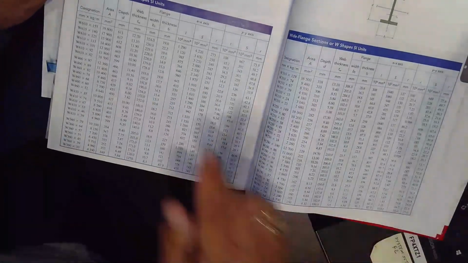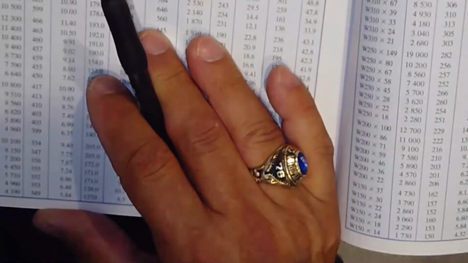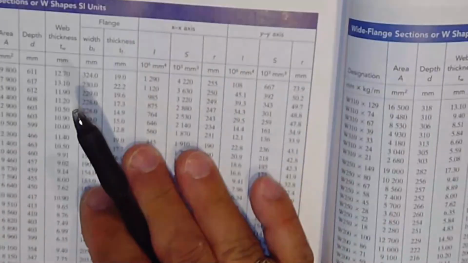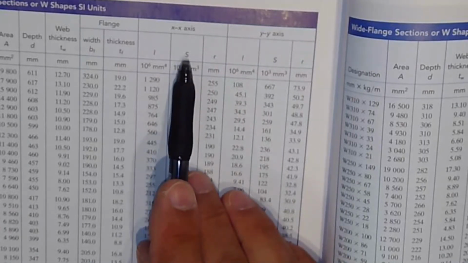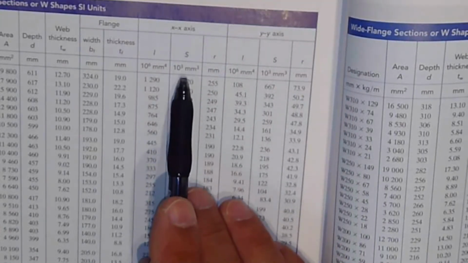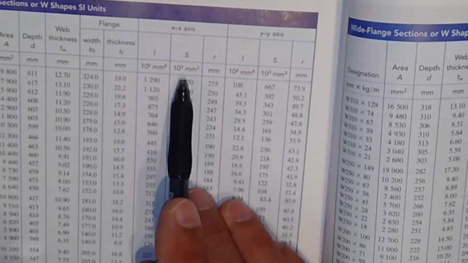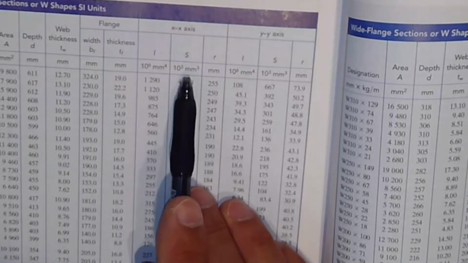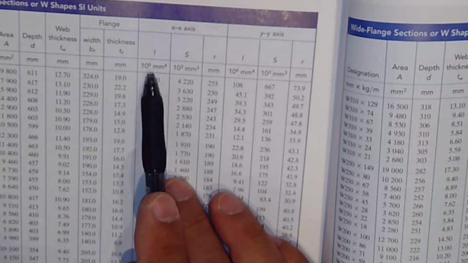Now note, let me zoom in on this for us. S is provided, and it's in 10 to the third millimeters cubed. Hence the reason we converted from meters cubed to millimeters cubed, and why we put the 10 to the third on there. It makes it easier to go into the table and get the right answer. So again, be careful with your units. Note that I is 10 to the sixth millimeters to the fourth. We're going to need that in a minute.